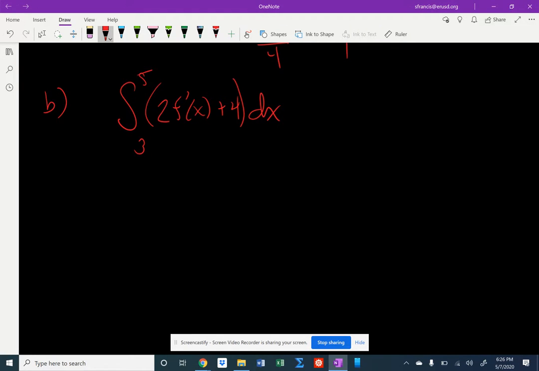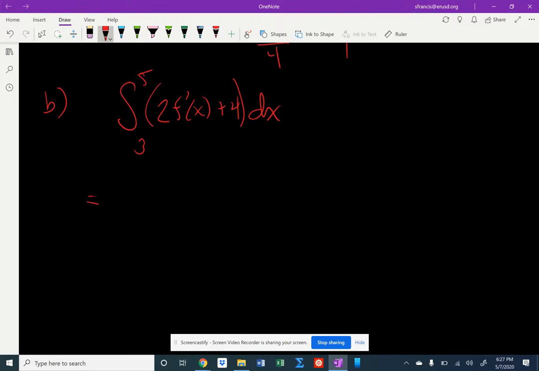So for part B, we're going to have to evaluate this definite integral from 3 to 5 of 2 times f prime of x plus 4 with respect to x. A lot of you made a silly mistake and thought the antiderivative of 2f prime was going to be f squared. No, that's just not true, unfortunately.